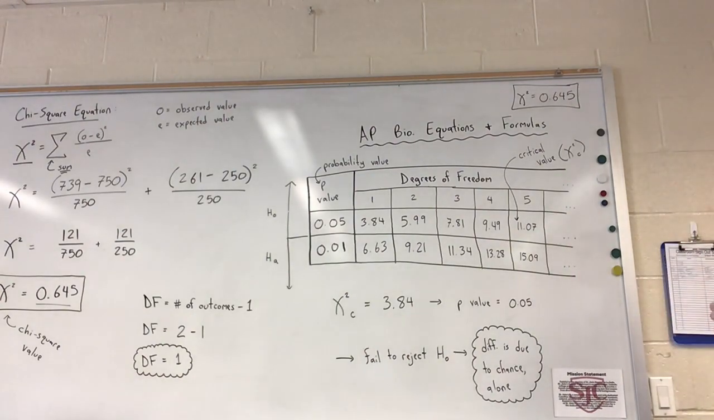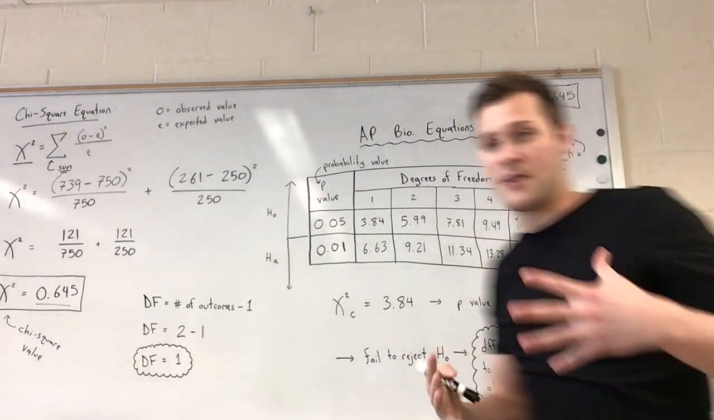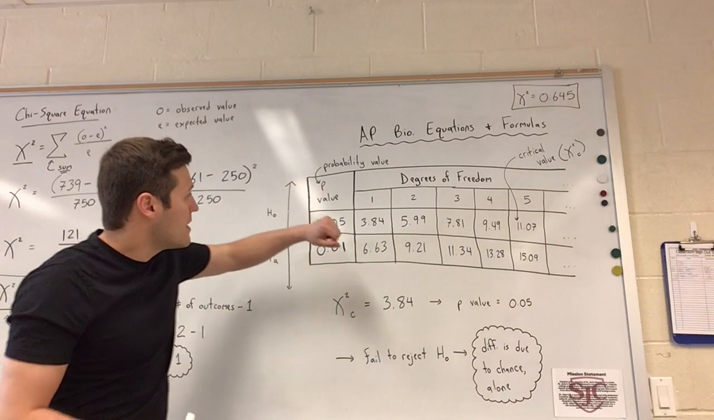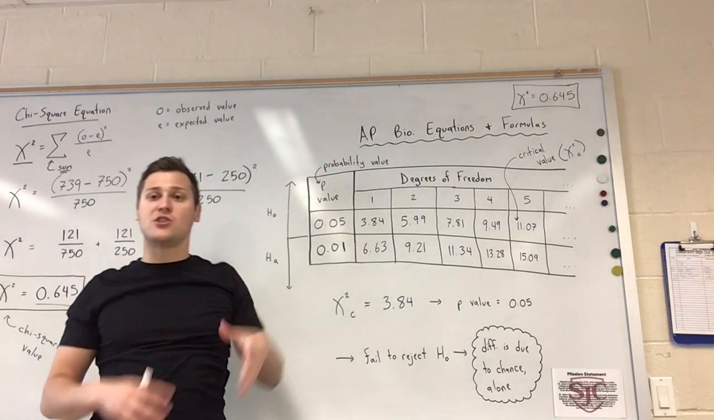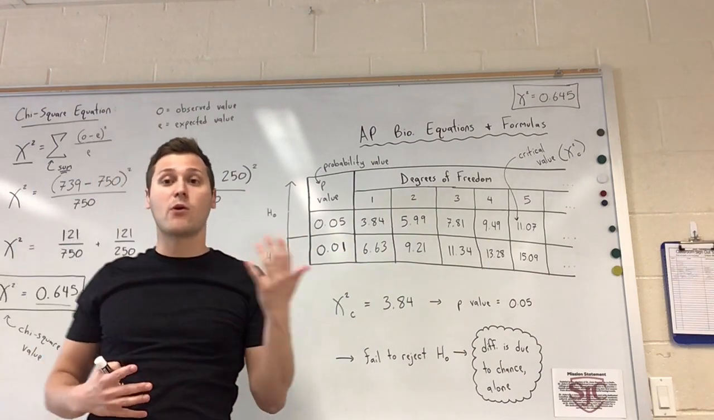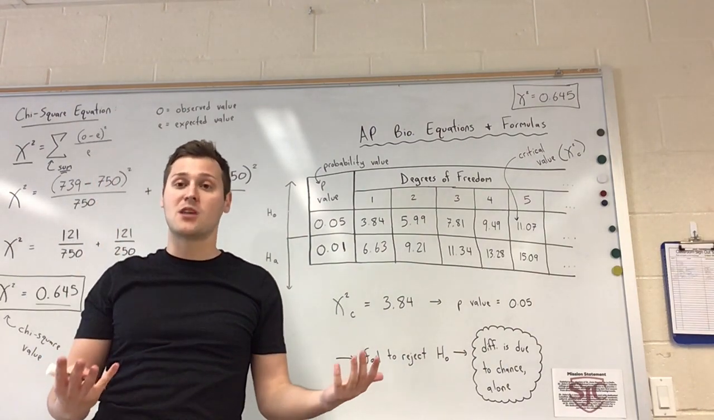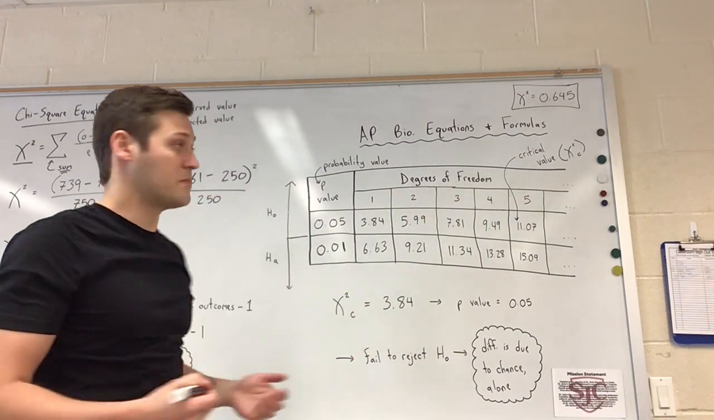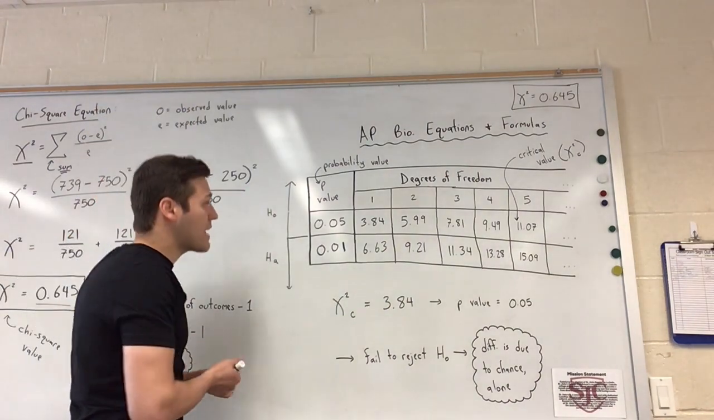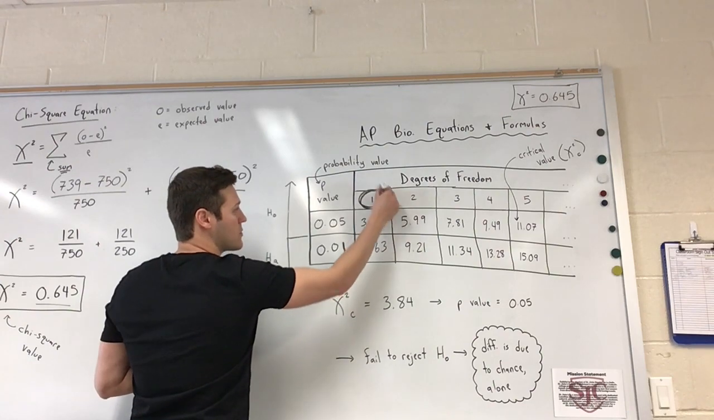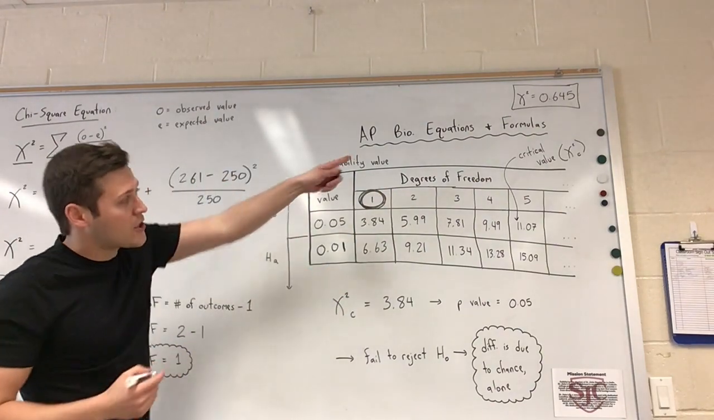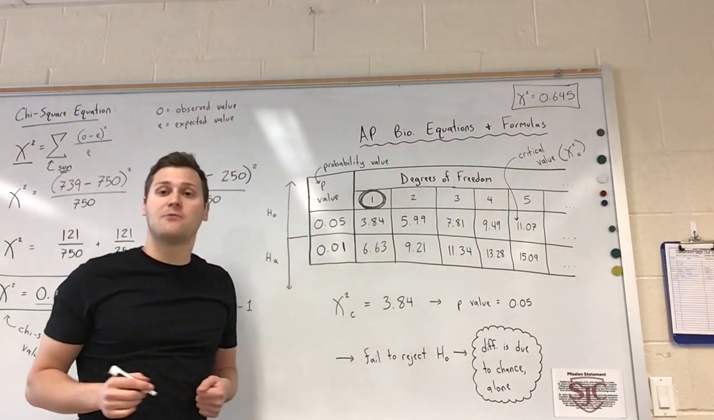So that was our chi-square value that we just solved for, and I'll put that up there for our reference. Now, we have that. How do we use this table and that equation to figure out whether or not our observed and our expected values are significantly different from each other? Well, we also calculated that we have 1 degree of freedom for this particular example. So we have 1 degree of freedom, and our chi-square value is 0.645.